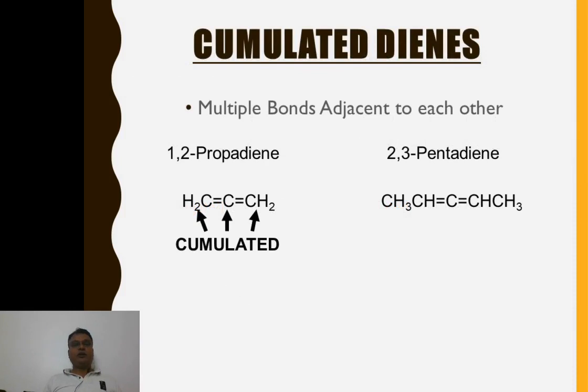First is the cumulated dienes. In cumulated dienes, the double bonds are adjacent to each other. Example: 1,2-propadiene. Here, the double bonds are adjacent to each other. Same thing in 2,3-pentadiene. So these are two examples of cumulated dienes in which double bonds are adjacent to each other.